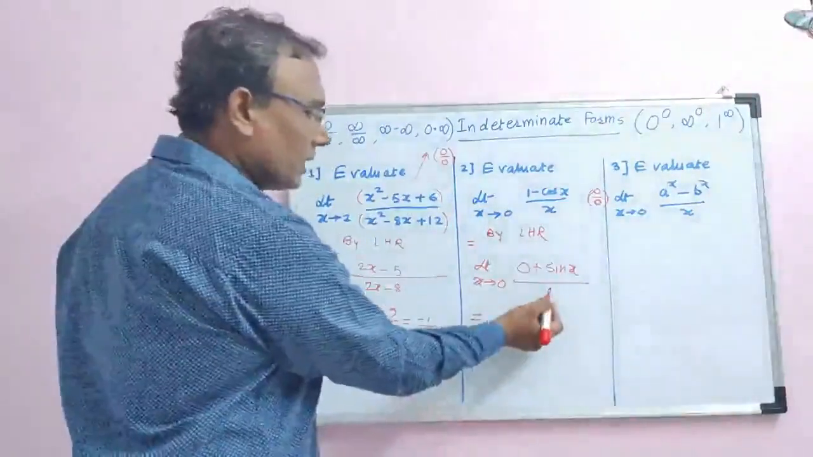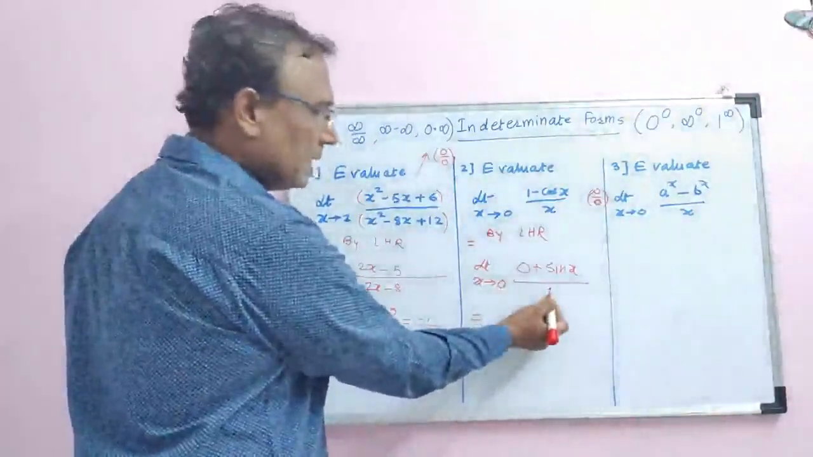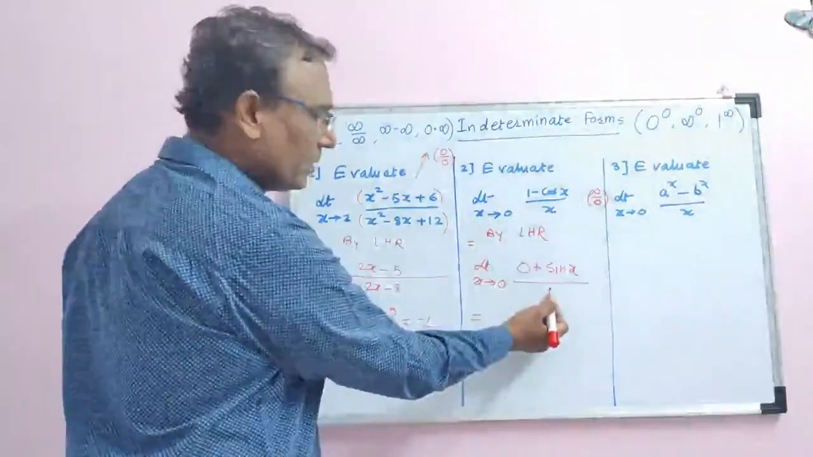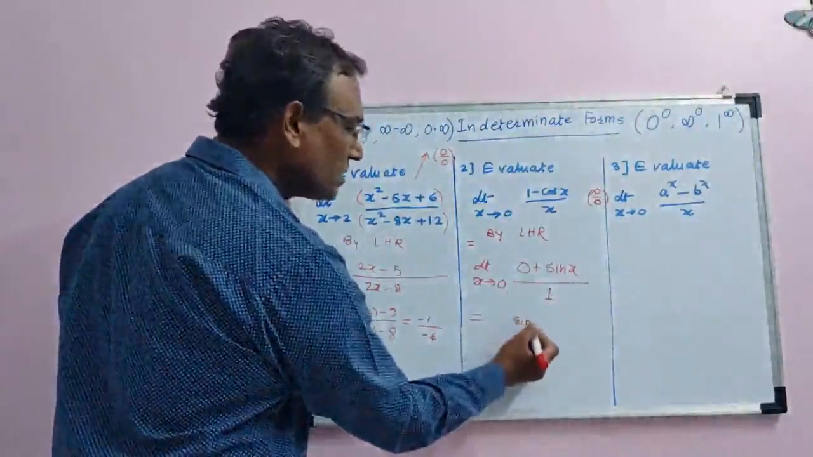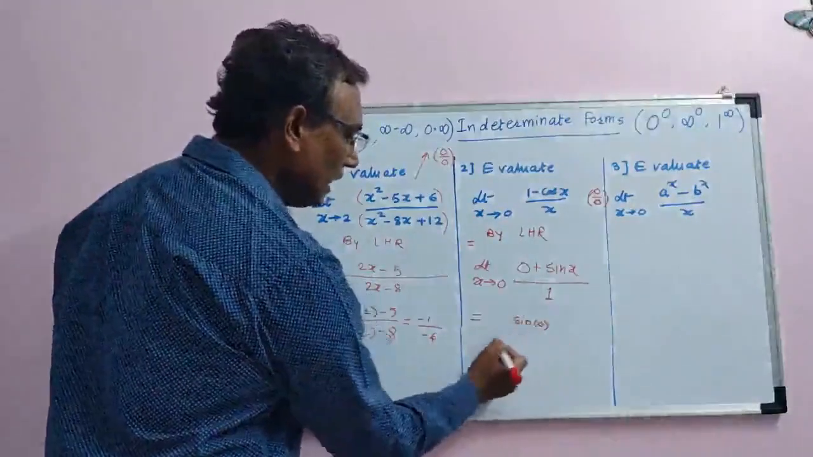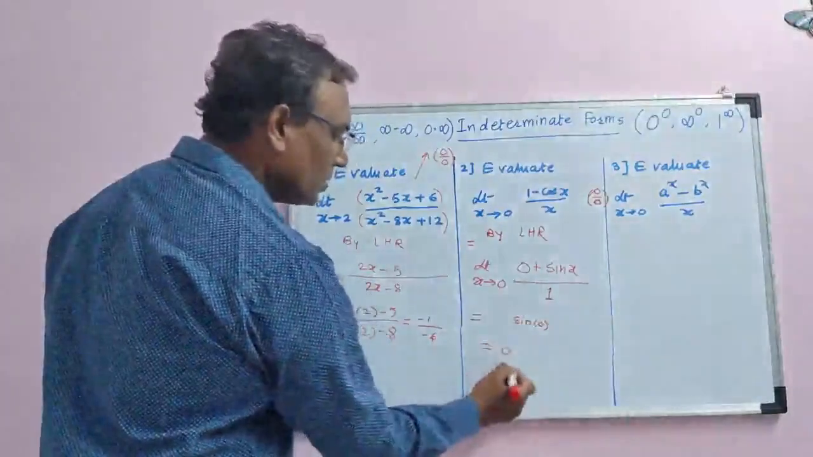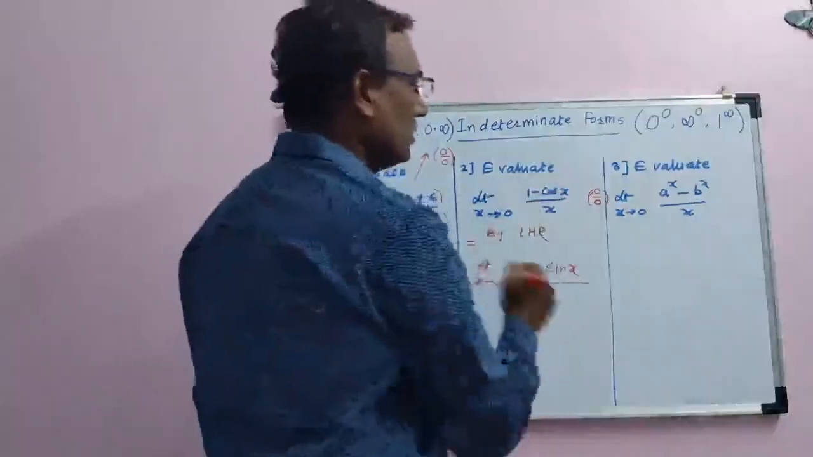Now, in the denominator we don't have x, means the denominator will not be 0 at any cost. In the next step, put x equal to 0 and sin 0 is 0. The 0 is the limit of this function, you can say.